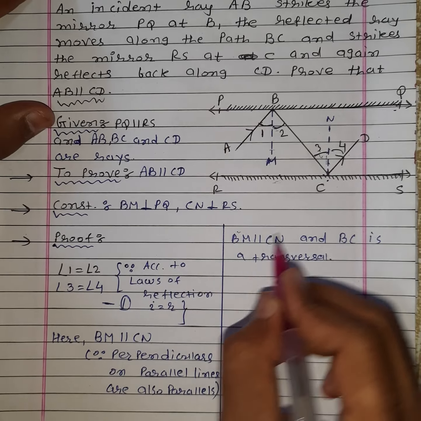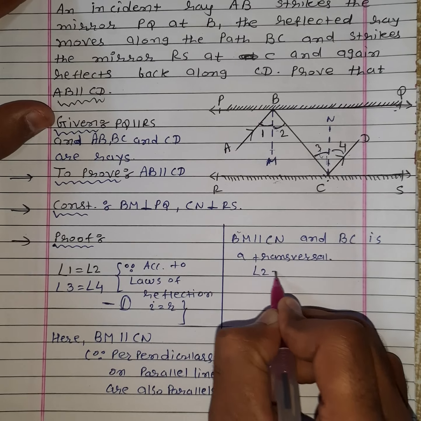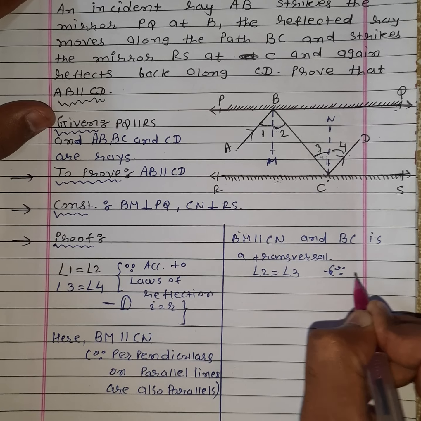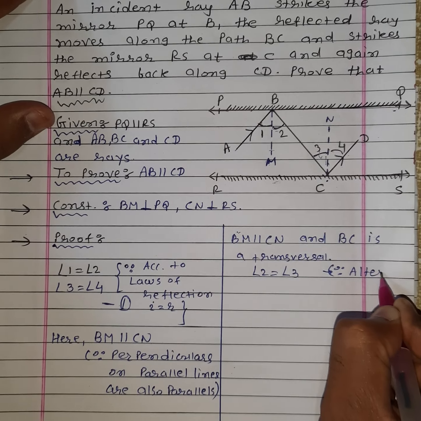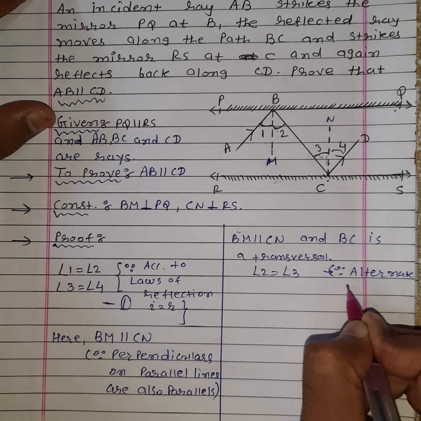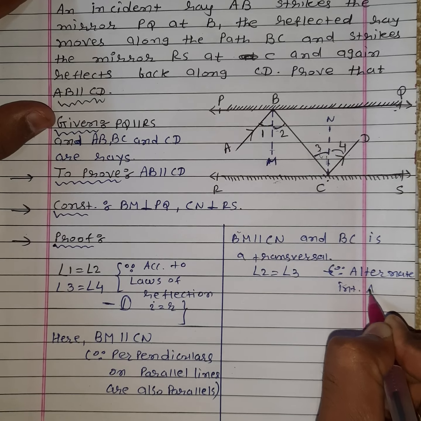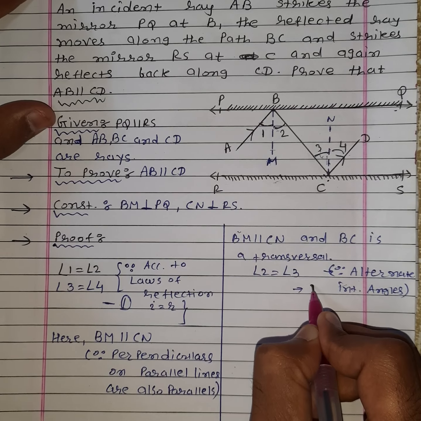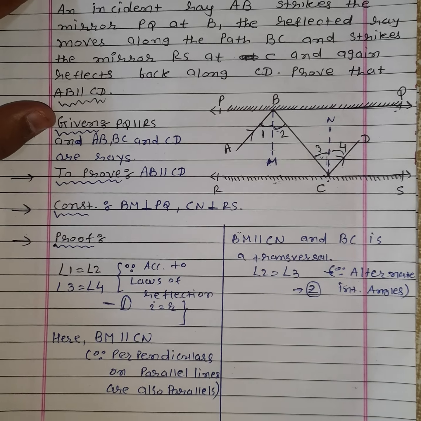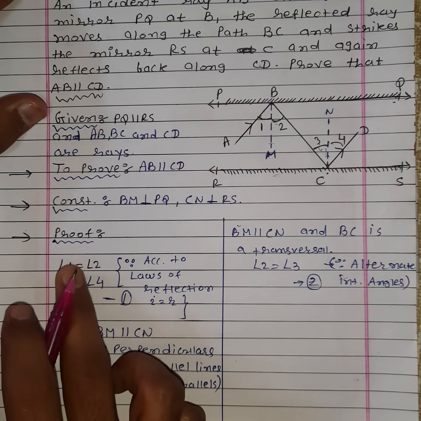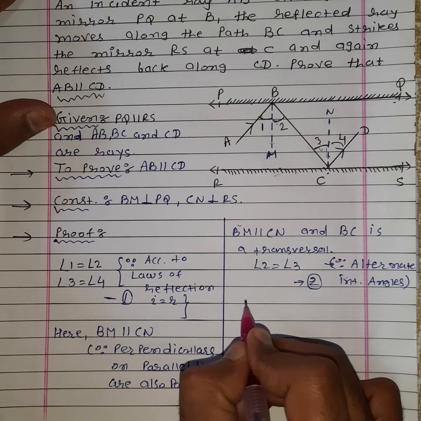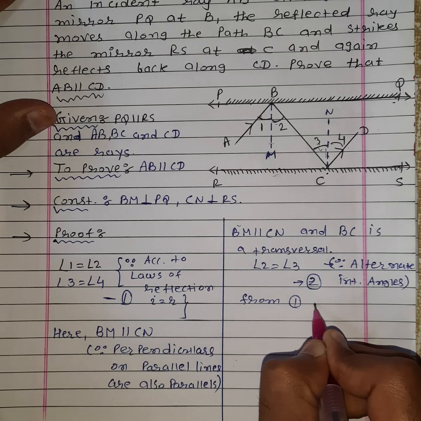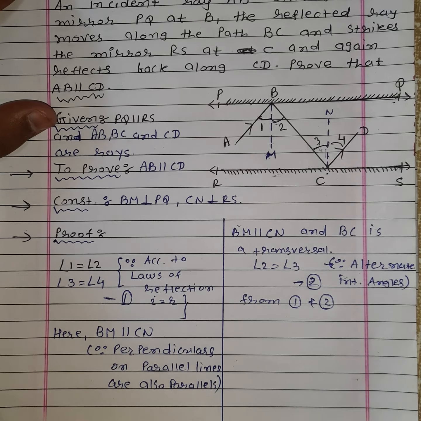so in this case angle 2 will be equal to angle 3, and the reason we need to mention why they are equal is because they are alternate interior angles. Let us consider this result as result number 2, right. Now from result 1 and result number 2 we can conclude something. See, watch result number 2 and result number 1.